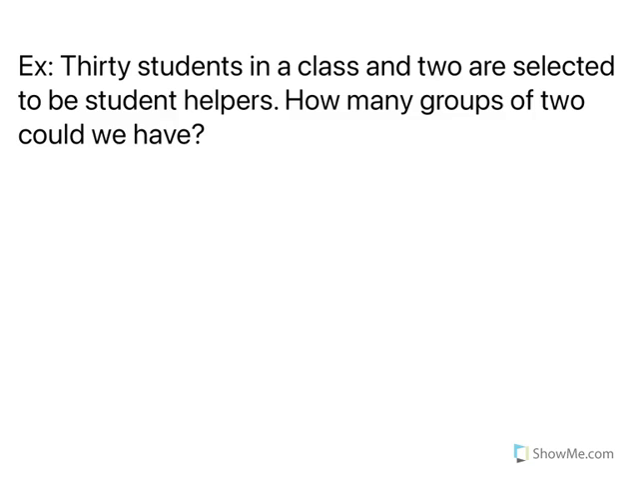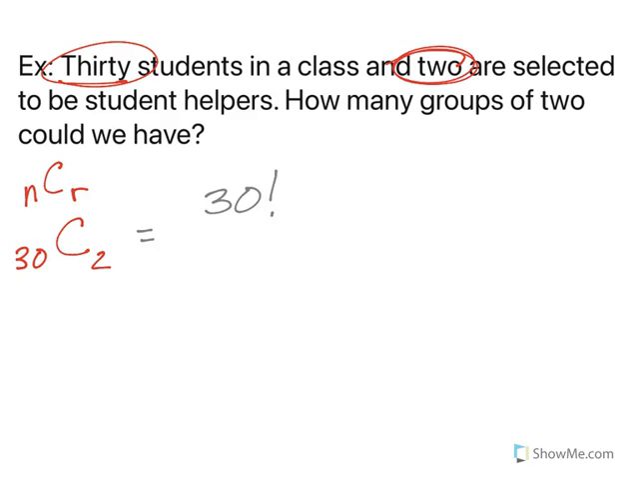So 30 students in a class and 2 are selected to be student helpers. How many groups of 2 could we have? So you read this question and you say, okay, it doesn't matter whether you're chosen first or second, you're still going to be a student helper, so this is a combination. So I've got to think nCr. 30 students can be chosen from, so n is 30, and we care about 2 because 2 are going to be student helpers. So in our formula, we would say 30 factorial over 2 factorial times 30 minus 2 factorial.